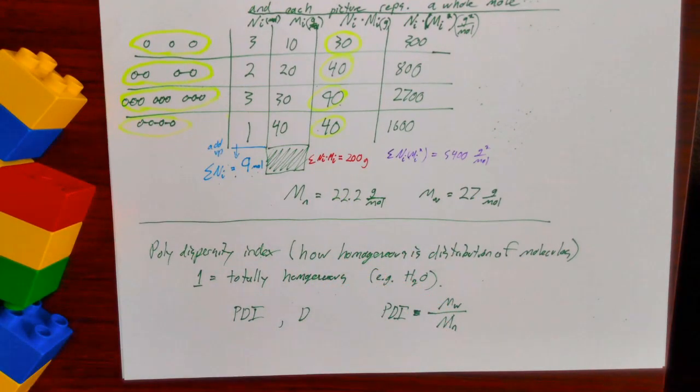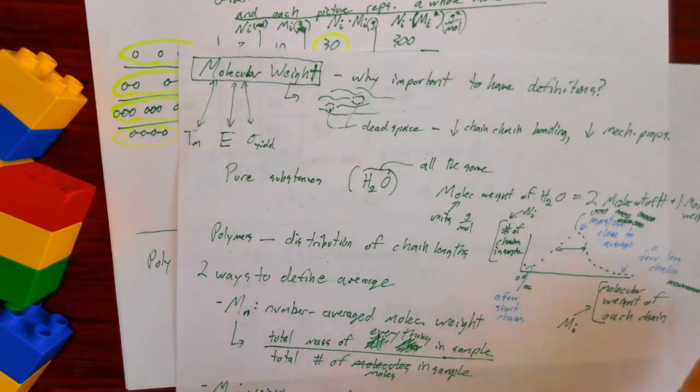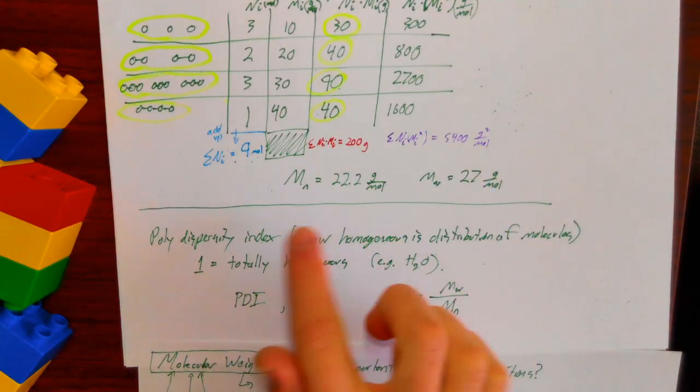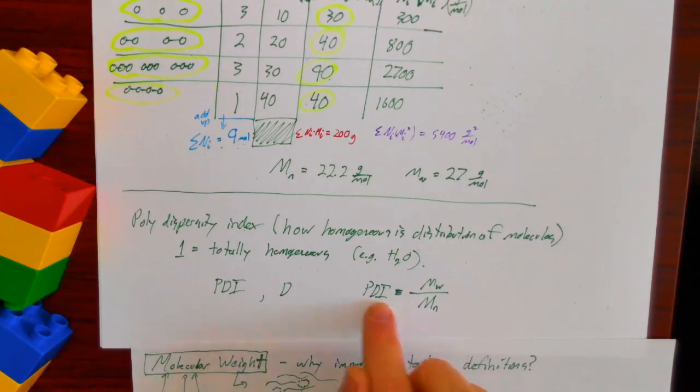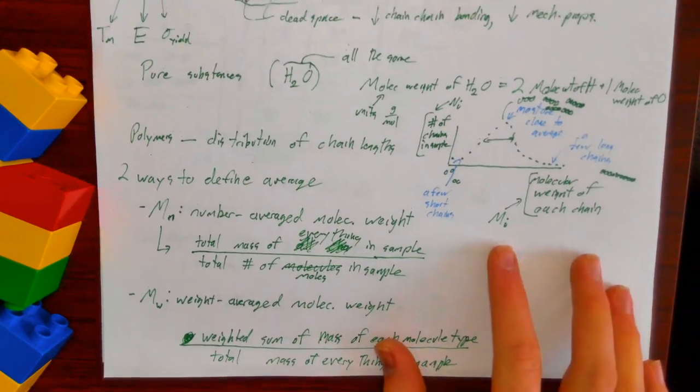Polydispersity index can also have influence on some of these mechanical properties. Some of these properties depend not only on M sub n or M sub w, but also on how dispersed the distribution is. So sometimes calculating PDI is helpful in that application too.